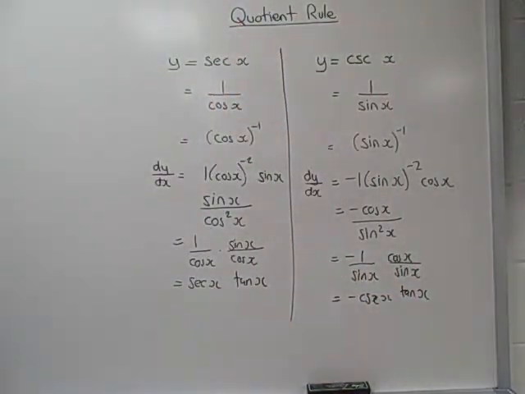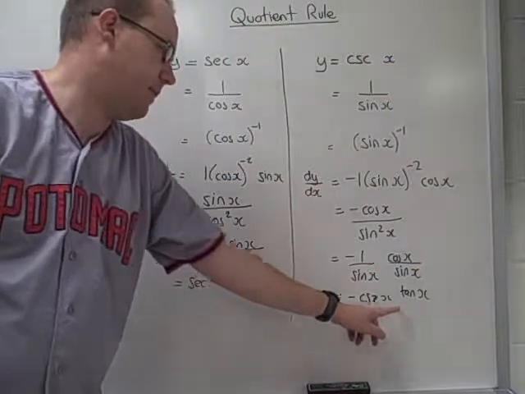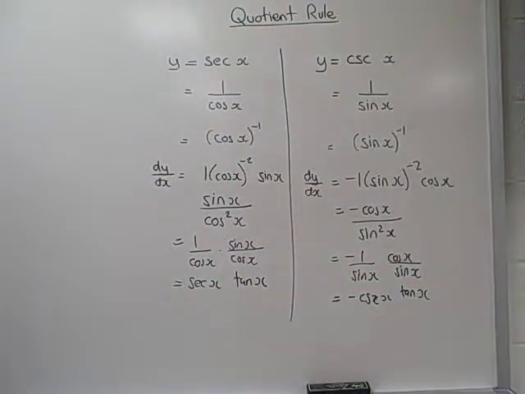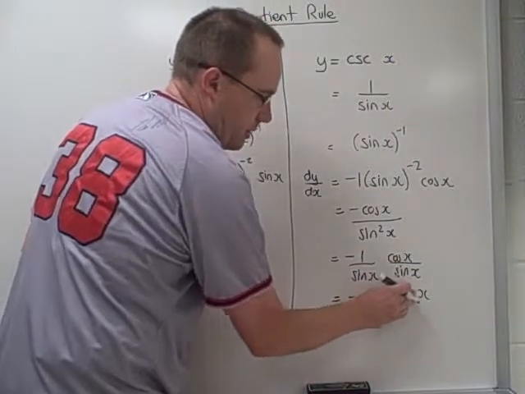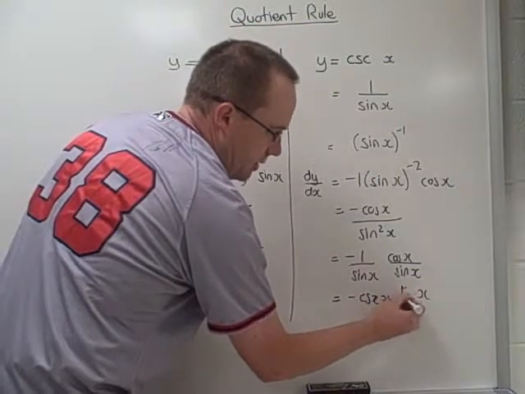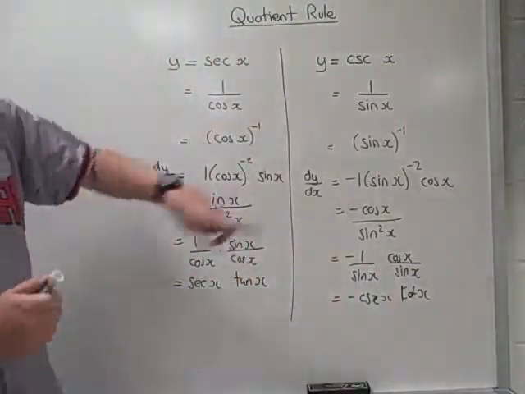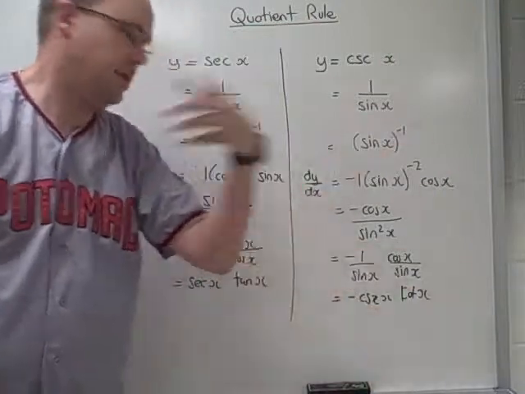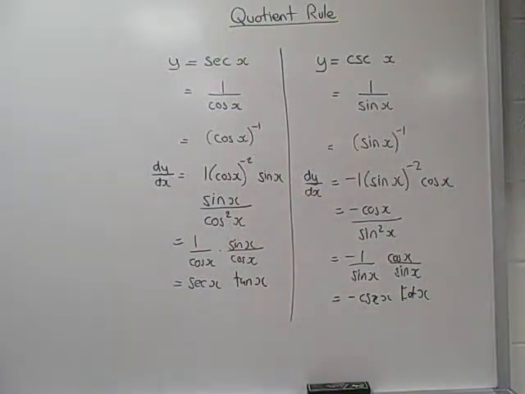So in other words, the differential of cosecant x is negative cosecant, I apologise, the differential of cosine over sine is cotangent. So the differential of cosecant x is negative cosecant cotangent, as we learnt in the previous section.